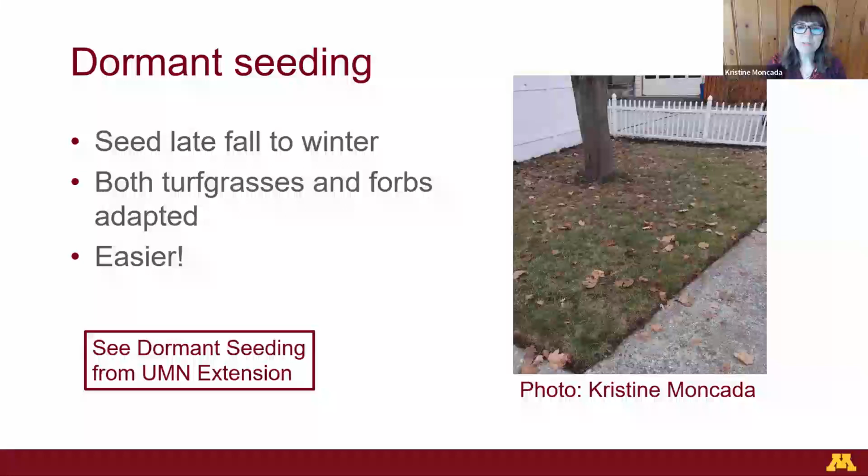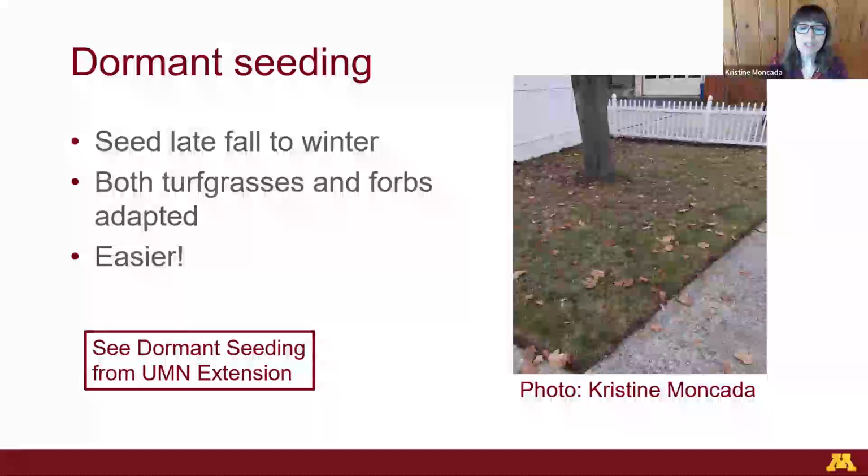The second main option for seeding is dormant seeding. That means late fall to winter, after things have stopped growing for the year and you're certain that things have stopped growing. You're putting down seed and you do not intend for it to grow within that year. You're waiting for the following year for it to grow. Both the turf grasses and the flowers of a bee lawn are adapted to dormant seeding. I'm a big fan of dormant seeding because it's way less work. You put down the seed, and you don't really need to do too much until the next year.